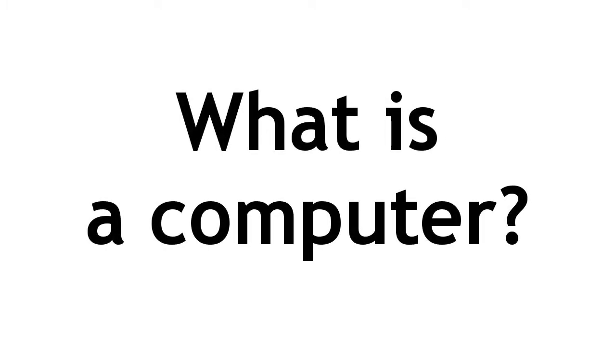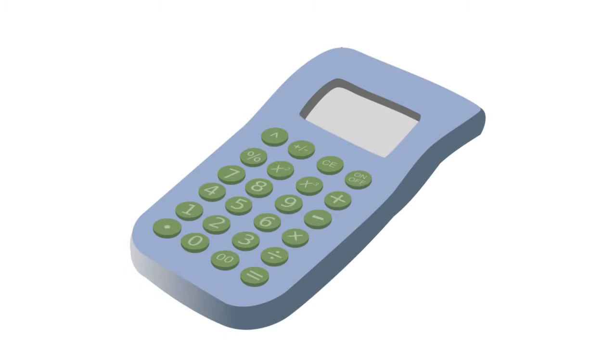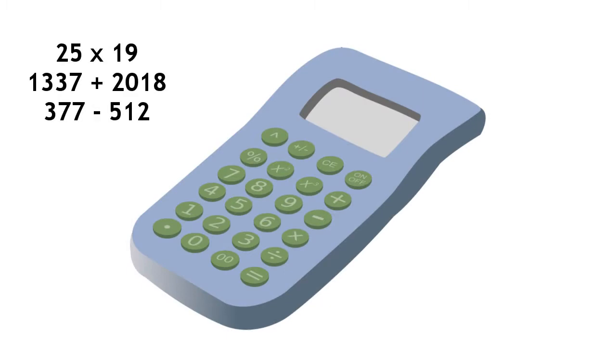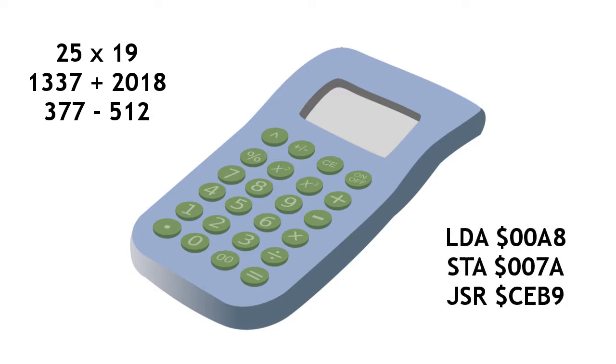To understand a topic fully, it's important to understand the basics. So we must begin with the first question. What is a computer? At its core, a computer is simply a calculator that works automatically. Instead of typing numbers and commands on a keypad, the user creates a program full of instructions, and the computer carries them out in sequence.